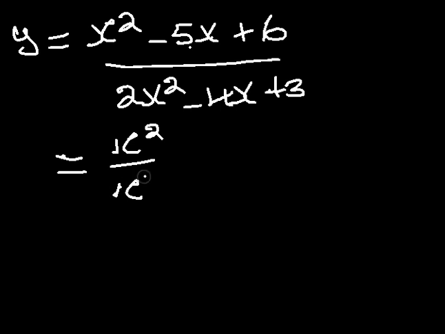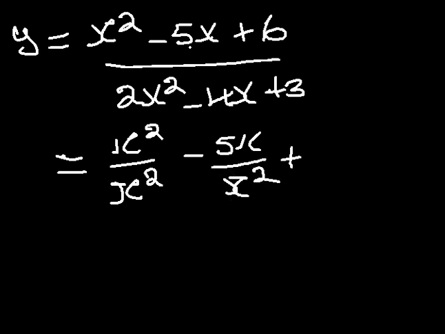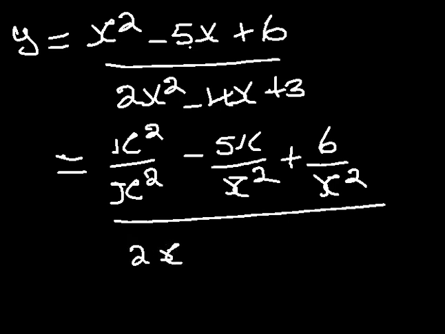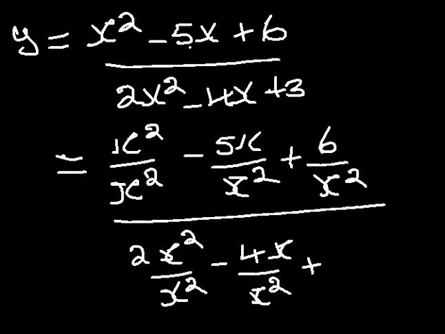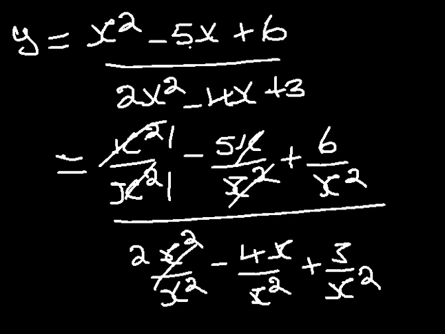That will be given as x squared over x squared, and minus 5x divided by x squared, and plus 6 over x squared, divided by 2x squared over x squared, and minus 4x divided by x squared, and plus 3 over x squared. So now let's think of simplifying this. In this case we have 1 and also 1, this is that, and also this is that.